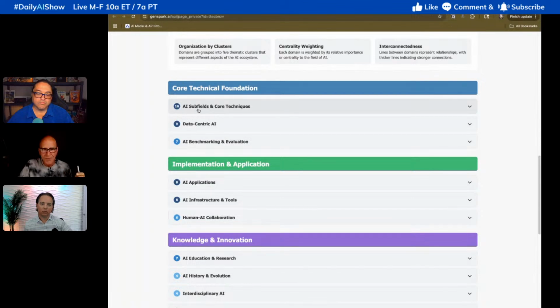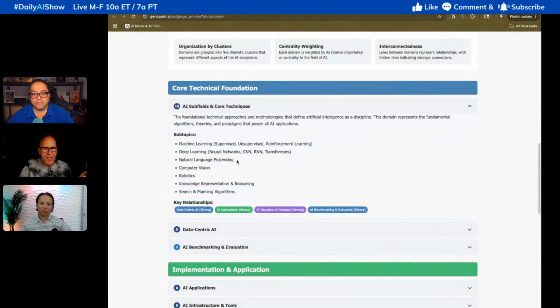The most important one is AI subfields and core techniques. So if I click on this, it'll tell me what that's all about. Okay, the foundational technical approaches and methodologies that define artificial intelligence as a discipline. This domain represents the fundamental algorithms, theories, and paradigms that power all AI applications. So, not surprising that this is the most important and heaviest weighted of all the 15 domains. The subtopics within are machine learning. We've talked about supervised learning, unsupervised learning, and now reinforcement learning, which allows models to teach themselves, in effect.